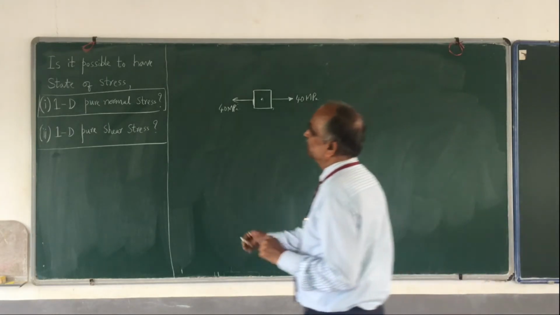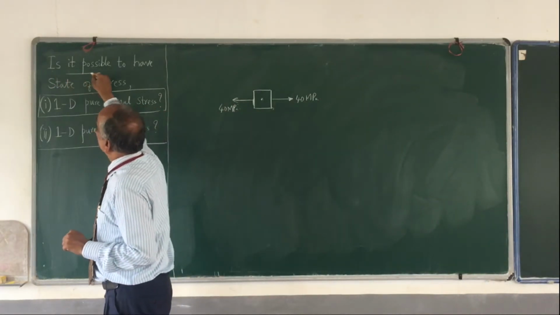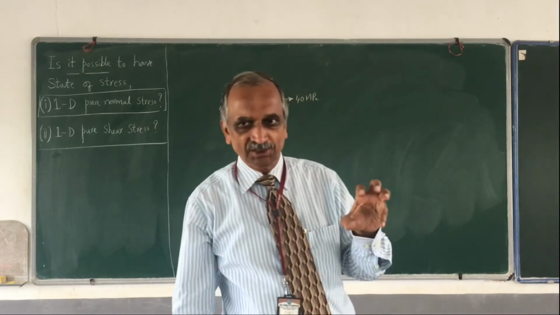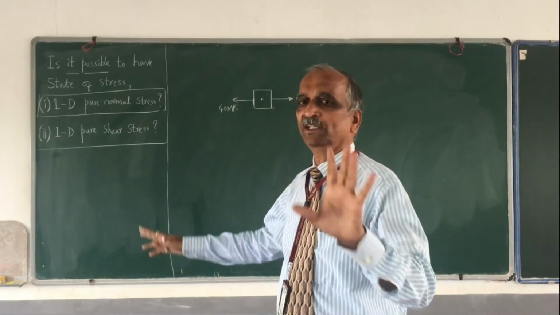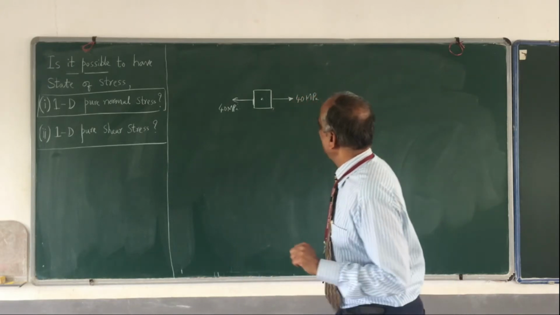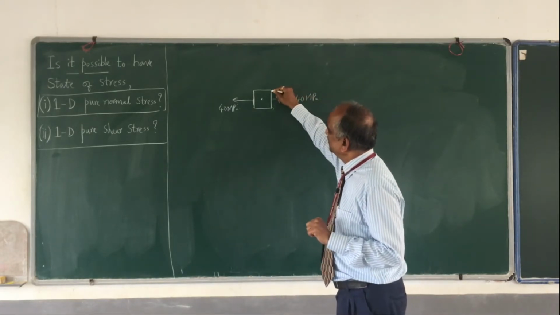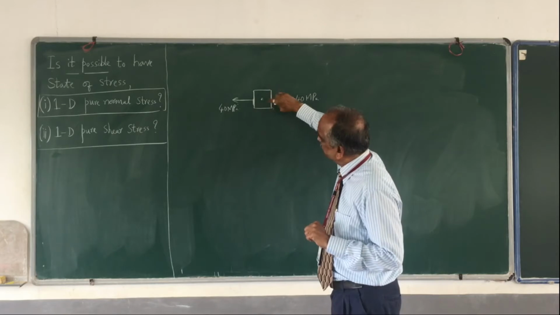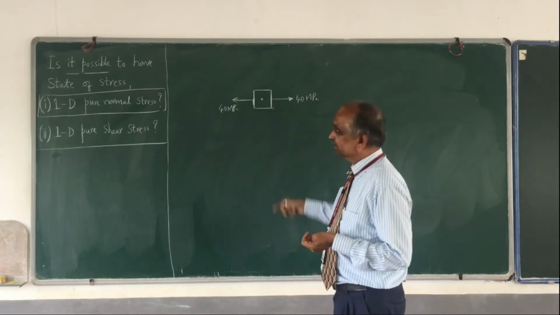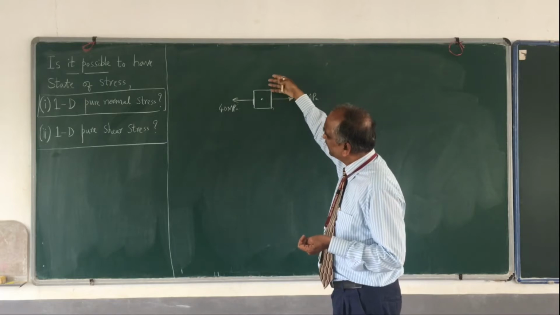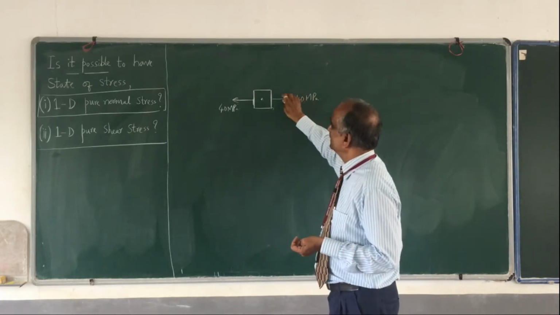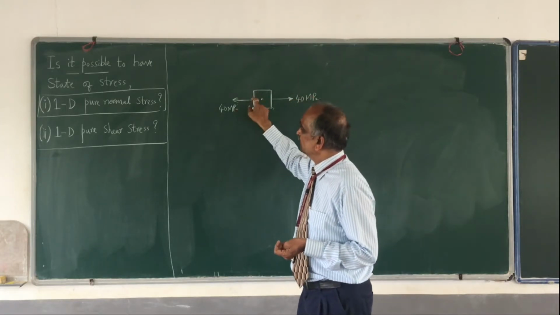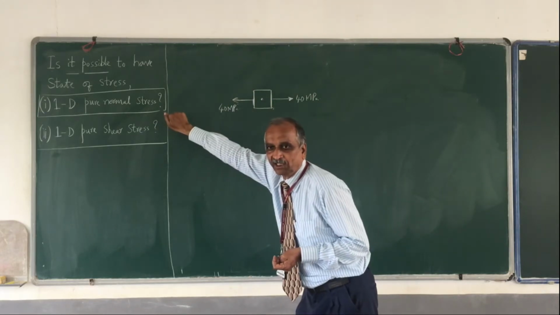So this is the question: is it possible? How do you check whether it is possible or not? If the element, the cube you have imagined, remains in an equilibrium state, then it is possible. Now, 40 is the normal stress. 40 multiplied by this area. What is this area? This length multiplied by the perpendicular length, which is equal since it is a cube. Therefore, if A is the area, all the faces have the same area. Then 40 multiplied by area is a force acting in the positive x direction, and 40 multiplied by area is a force acting in the negative x direction.